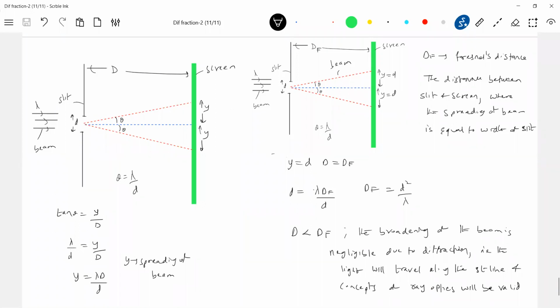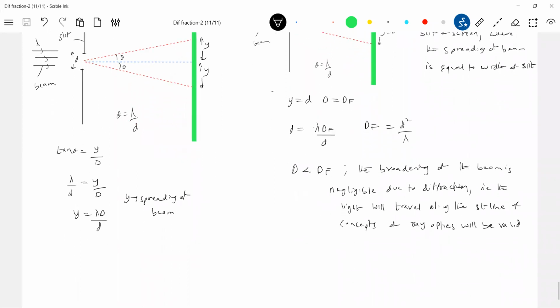So I'm putting a condition here. If the distance between the slit and screen is less than the Fresnel distance, the broadening of the beam will become negligible due to diffraction. That is, the light will travel along a straight line, and I can use ray optics. Ray optics is just triangles, no? We have seen, and we are very good in geometry. We'll end up with the answers very quickly, and the designing will take less time.